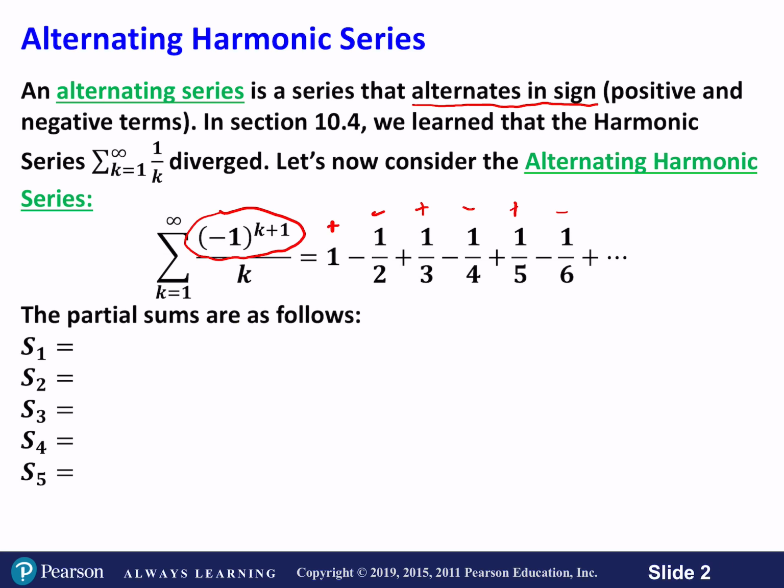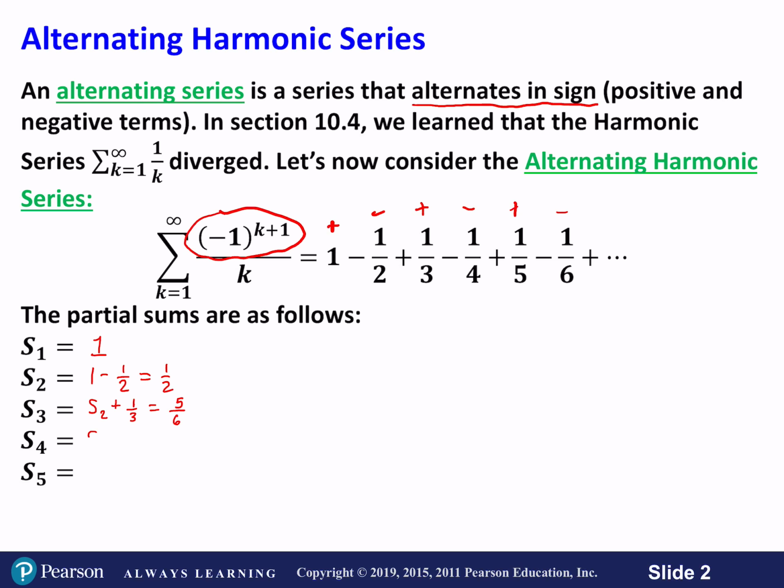Okay, so now let's consider the partial sums for these values. So S1, the sum of the first 1 terms of this series, is just 1. It's just the first term. S2 is the sum of the first 2 terms, so 1 minus 1/2, of course, is just 1/2. S3 is the sum of the first 3 terms, so we can take S2 plus the third term of the series, which in this case is 1/3. So 1/2 plus 1/3 is just 5/6.